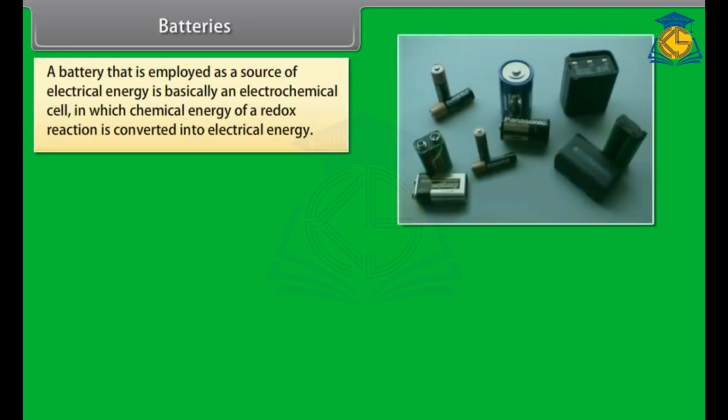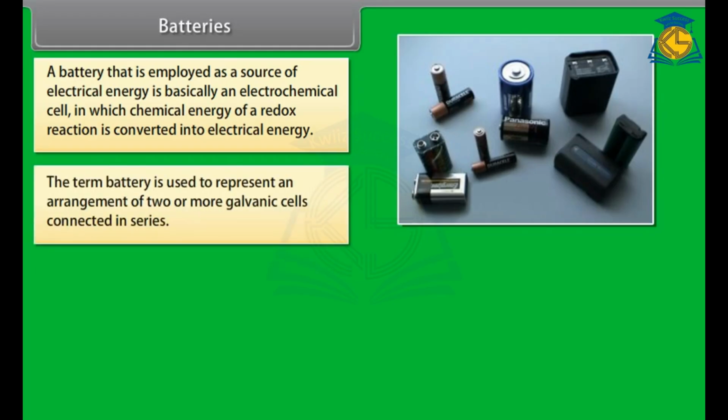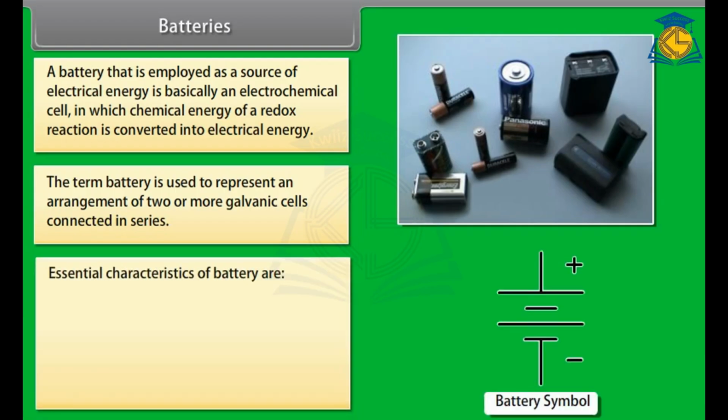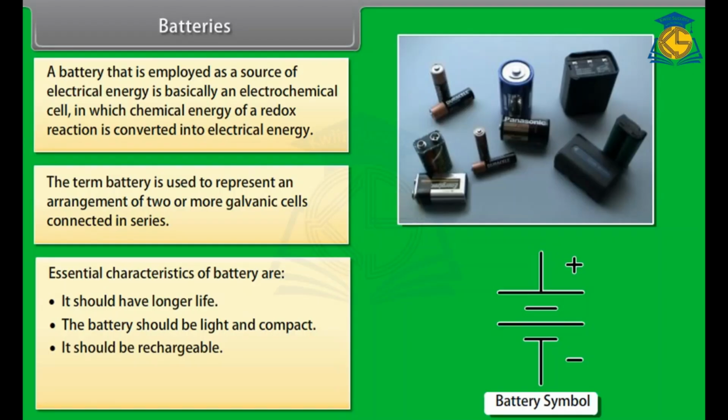Batteries. A battery that is employed as a source of electrical energy is basically an electrochemical cell in which chemical energy of a redox reaction is converted into electrical energy. The term battery is used to represent an arrangement of two or more galvanic cells connected in series. Essential characteristics of a battery are: it should have longer life, the battery should be light and compact, it should be rechargeable, and the voltage should not vary much during the use of the battery.